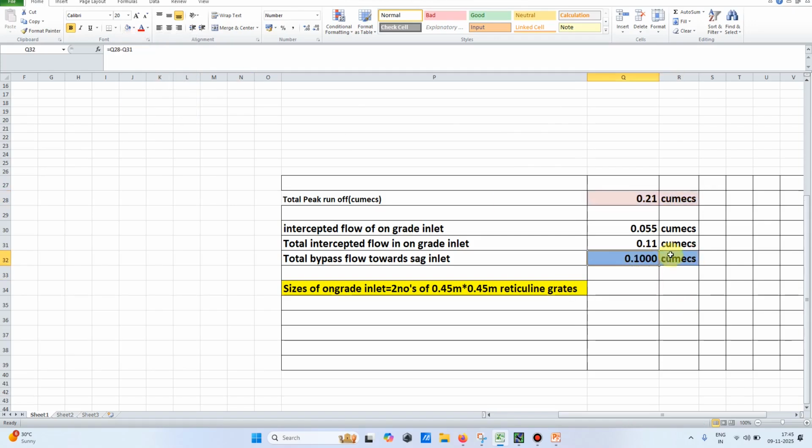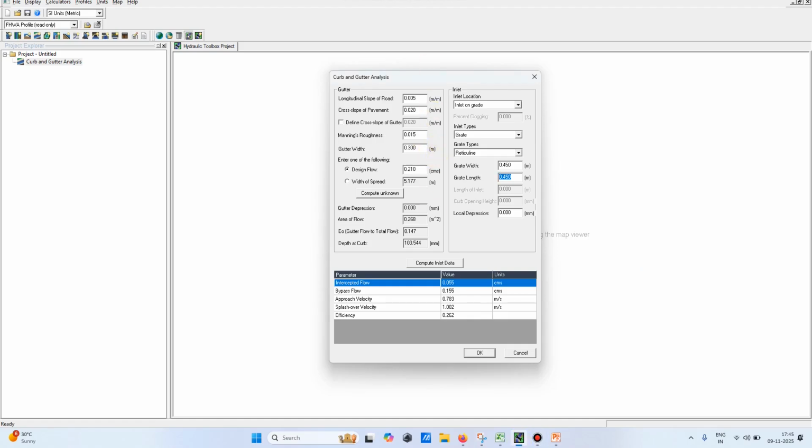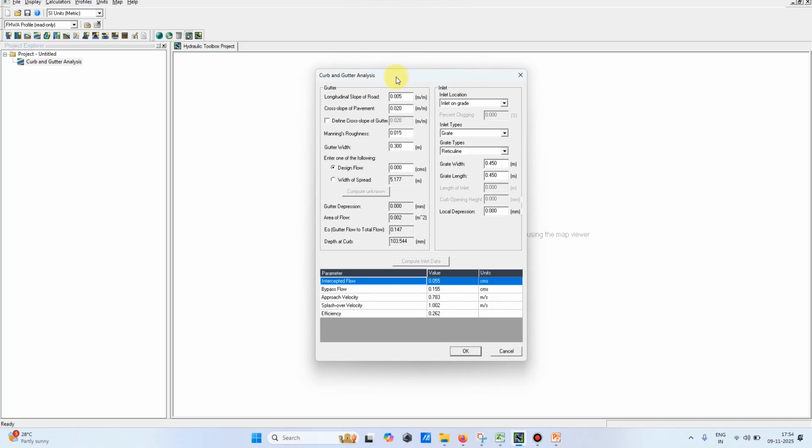So let's move on and design the in-sag inlet. Here I opened the hydraulic toolbox once again, okay. The road geometry will remain the same. The only thing that will change is the design flow, as I computed from the previous on grade inlet. So it will be 0.1 Q max. Okay, calculate the unknown, so it is spread without the inlet.